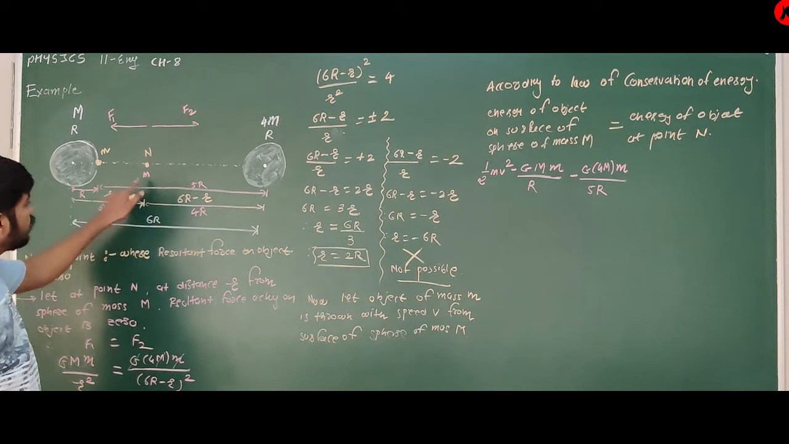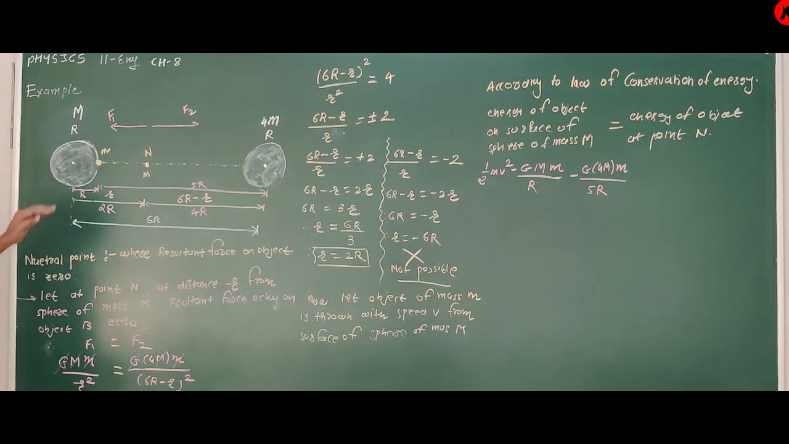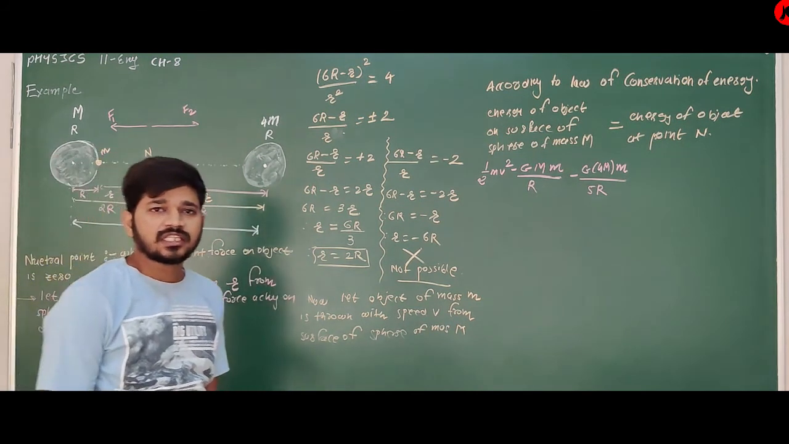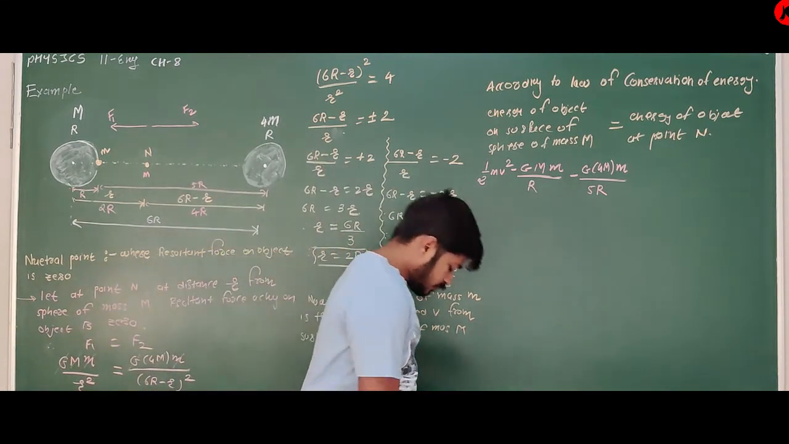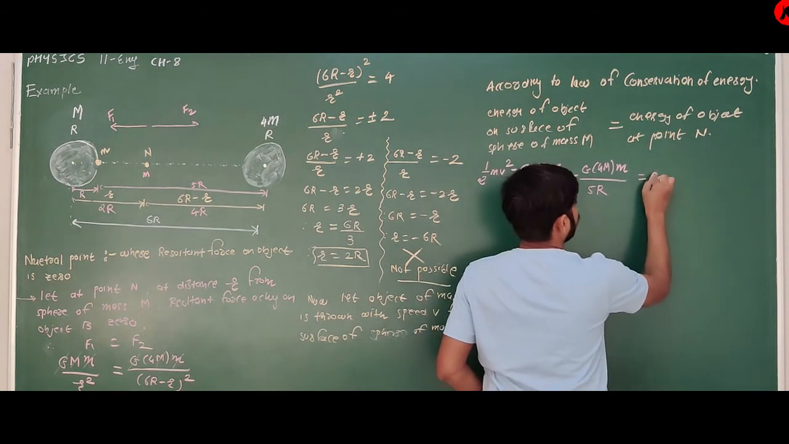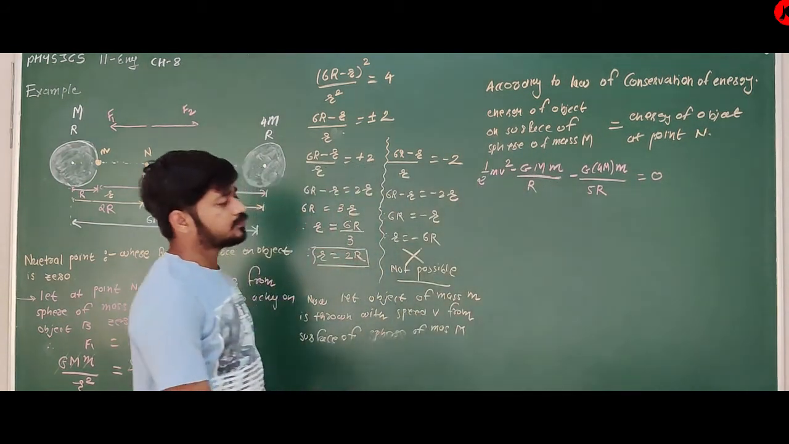At this point, if you throw the object with speed v, it is moving and its speed decreases. At this point, its speed will become 0 because the force acting at this point is 0. So here, kinetic energy will be 0.